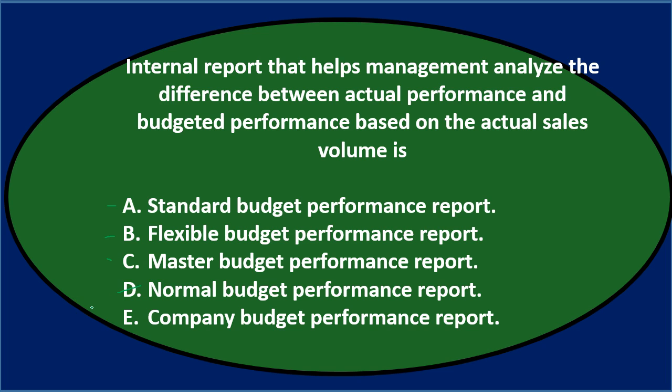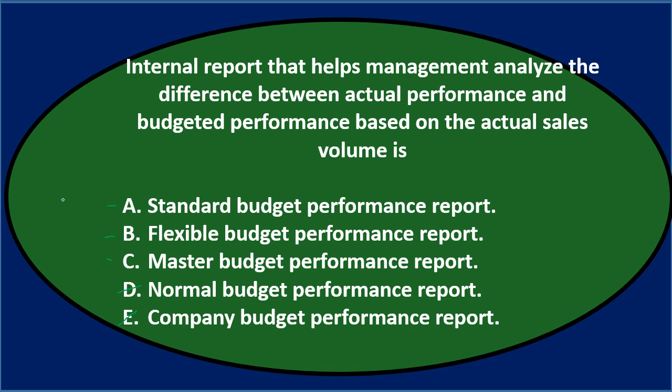And then the last one says company budget performance report. Again, also sounding fairly generic, right? Company, it could be something other than a company, could be an organization set up differently. So I'm going to say E is a little too generic. We'll keep A, B, and C. Let's go through this again.